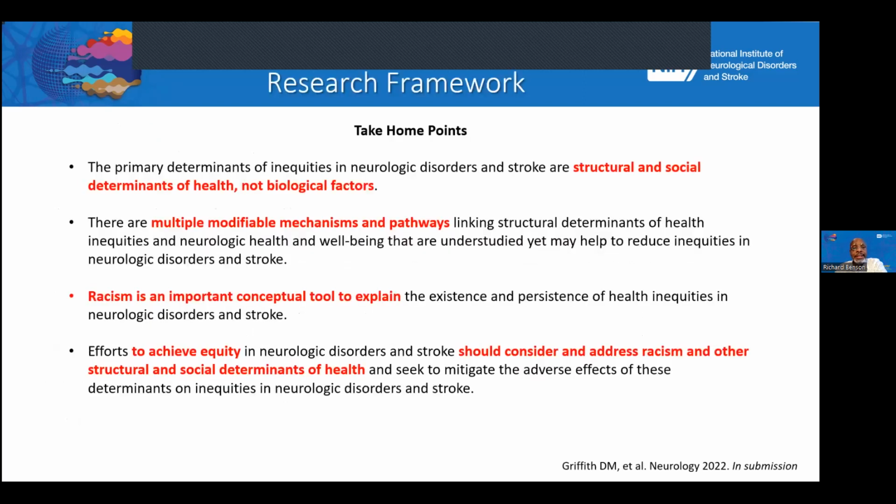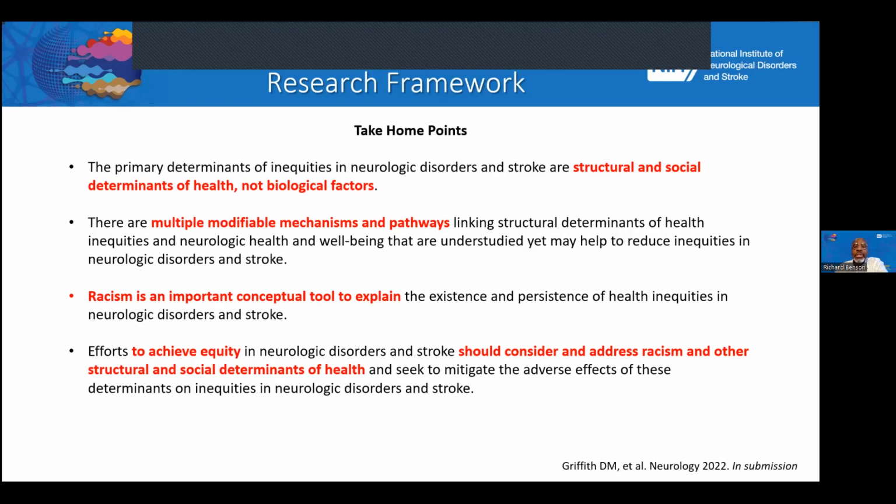One of the other things that we did was that one of the subgroups put together a health equity framework. This was the group of experts that do work related to social determinants of health and interventions and other things related to neurological disorders. They concluded from a literature review that the primary determinants of inequities in neurological disorders and stroke are structural and social determinants of health, and not biologic factors.